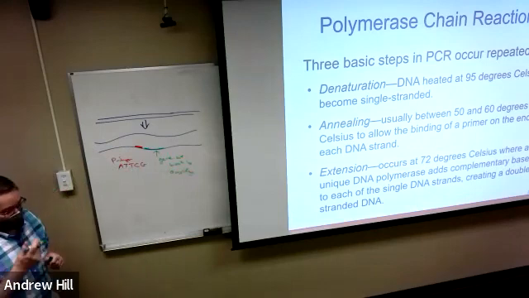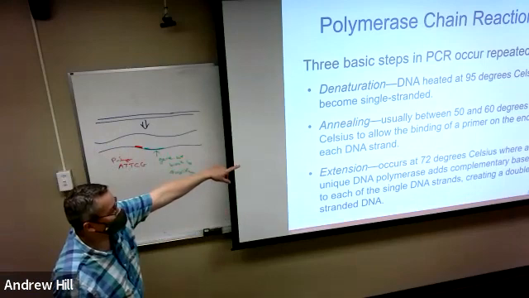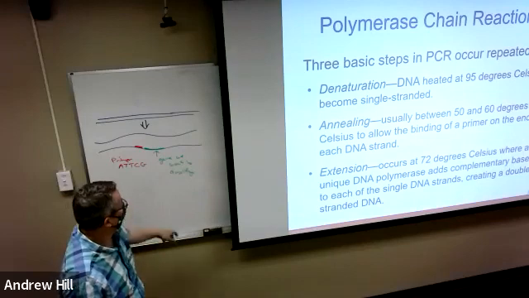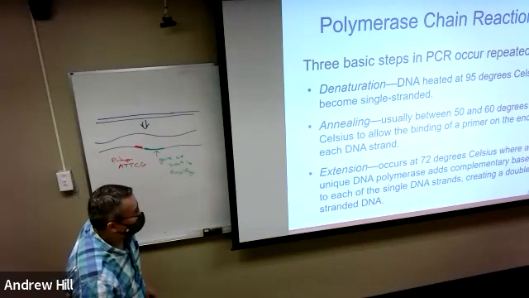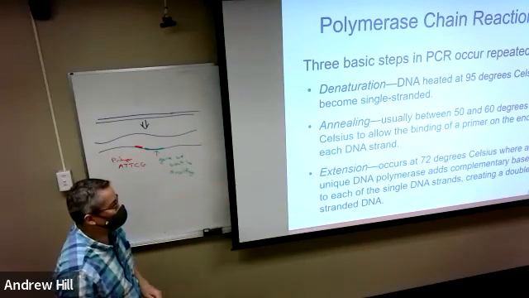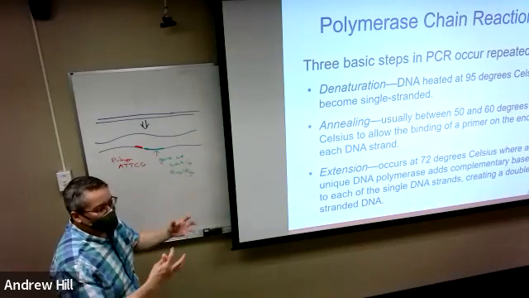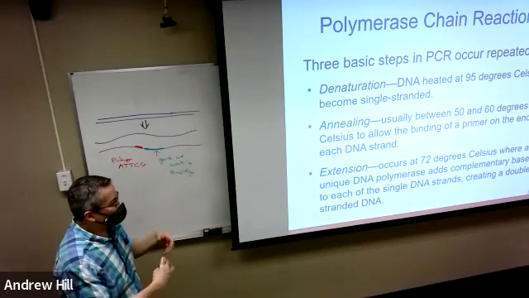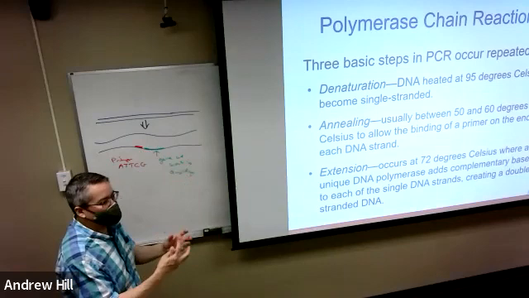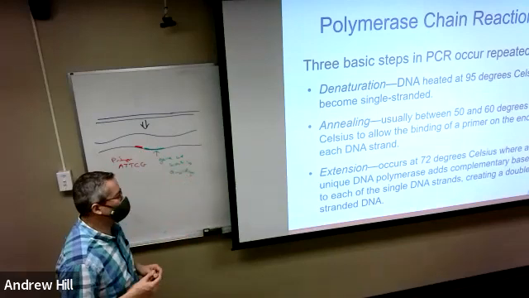Okay. And then what happens is annealing, usually between 50 to 60 degrees Celsius, to allow the binding of a primer to the end of each DNA strand. So you get the primer occurring here. And now we need to do extension, which occurs at 72 degrees Celsius. So this thing is cycling back and forth in temperature very precisely. You've got all this stuff already assembled: the primers, the nucleotides, DNA polymerase, the original DNA snippets. They're all in this little tube, not a test tube, a little teeny micro tube.